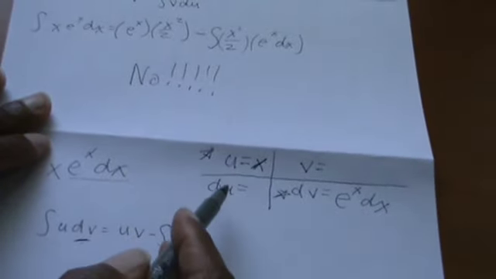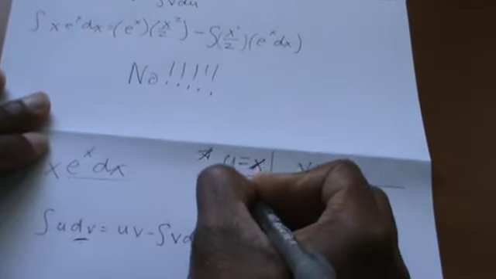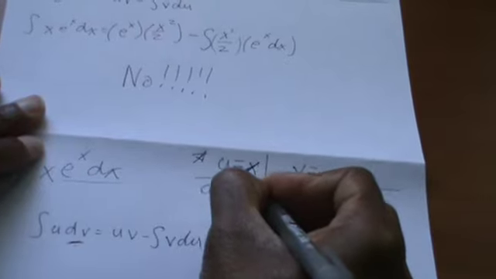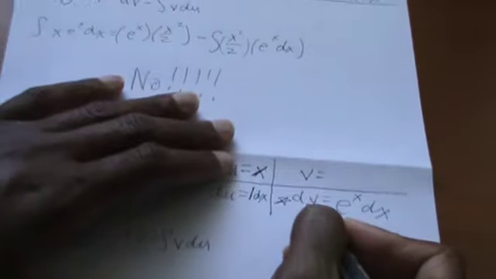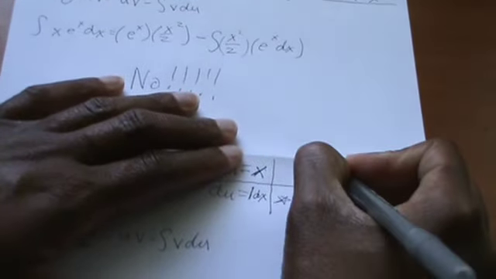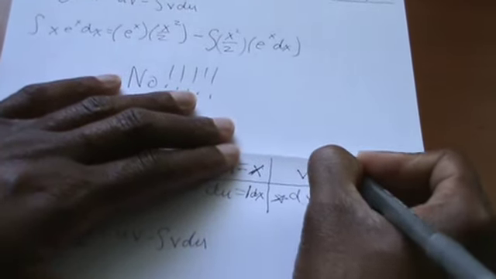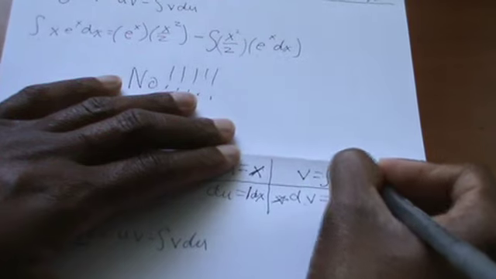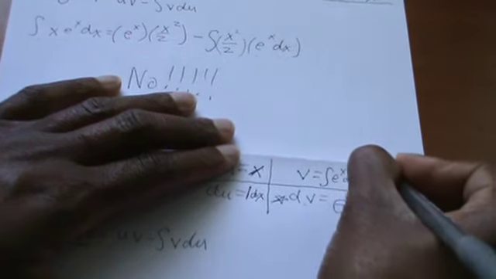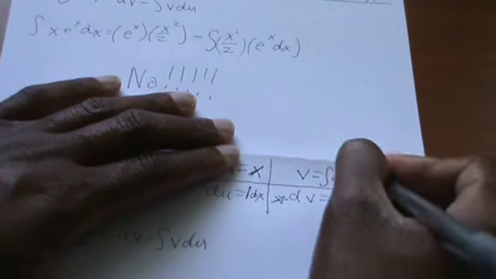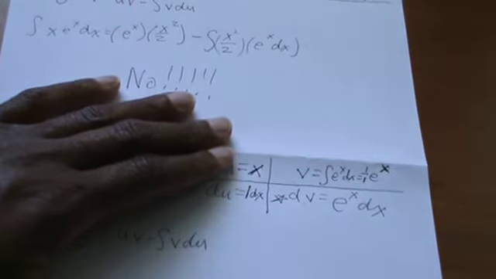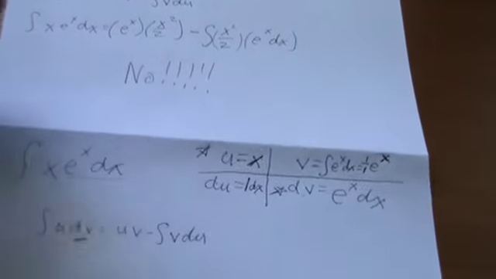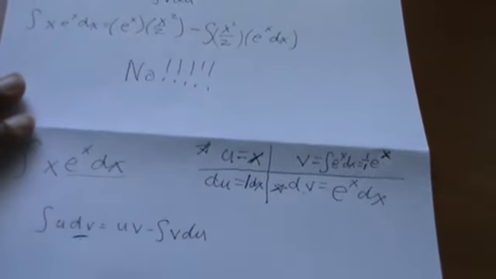So if u is x, the derivative of that is 1 dx, and now I need to take the antiderivative to get back to v from the derivative of v. So this is the antiderivative of e^x dx, which if you remember is simply just e^x, or 1 over 1 times e^x. That's the shortcut. Okay, so now let's plug this into our formula and see how this works out.